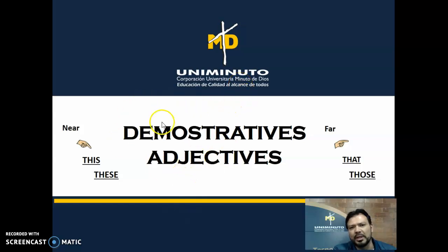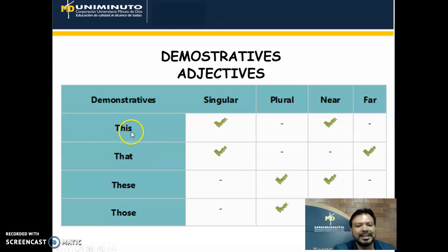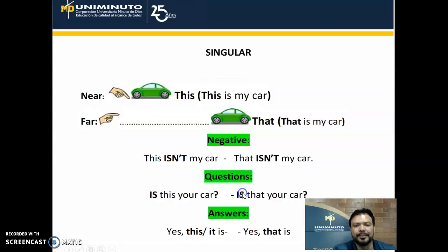In this video, we're going to work on demonstrative adjectives. Demonstrative adjectives are this, that, these, and those. This and that are singular, and you use this when the object is near, and that when it's far. The others are these and those. These are plural, and you use these when the object is near and those when it's far.